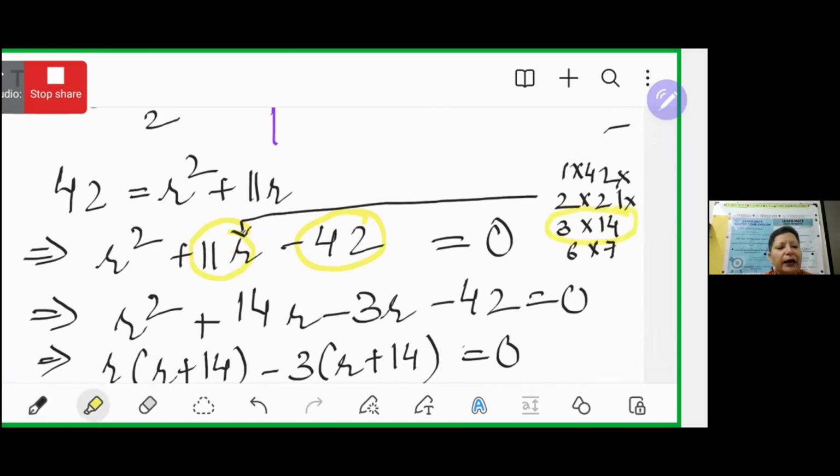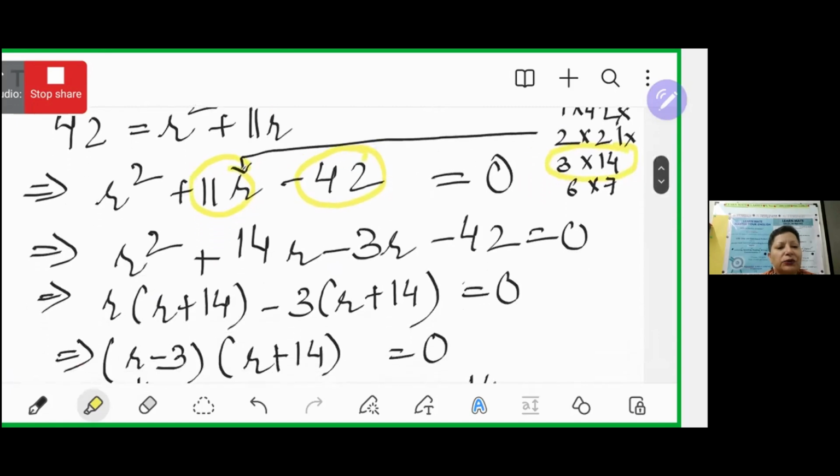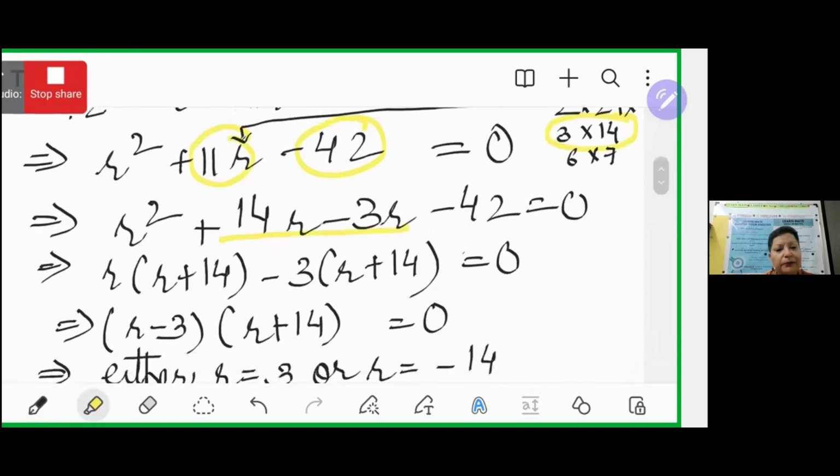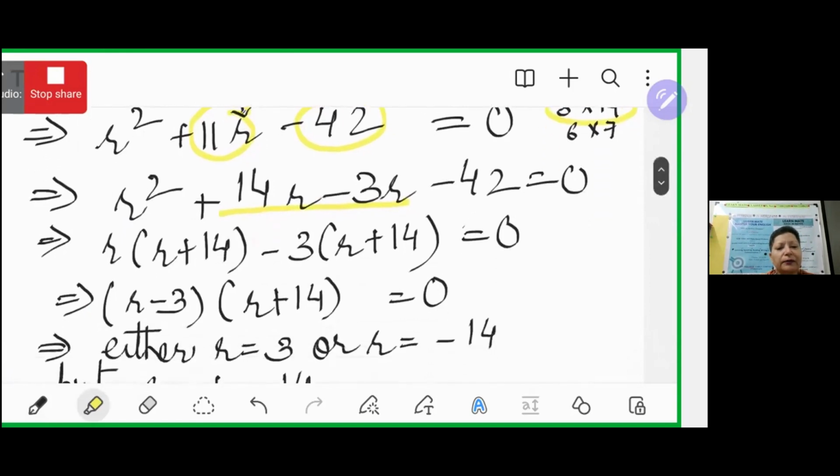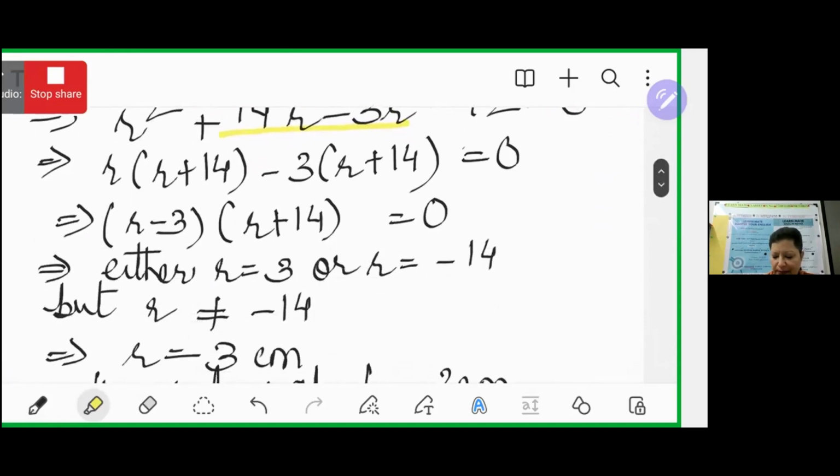And this is what you're going to pick up. So this is going to be r square plus 14r minus 3r, because plus 14r minus 3r is actually going to give you plus 11r, which is what we required as the middle term. This method of factorization, if you remember, is referred to as middle term splitting. So this becomes r square plus 14r minus 3r minus 42. You get your factors as (r minus 3)(r plus 14) is equal to 0.